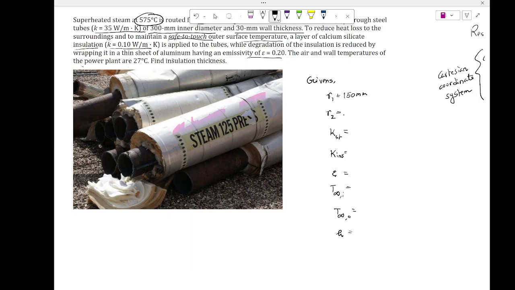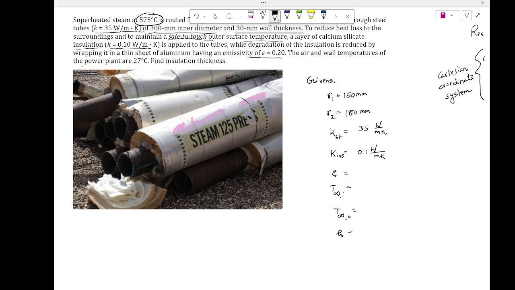Everybody want to take the class note. So if the thickness of the steel pipe is 30 millimeter, what would be the R2? 180, thank you. So you just add this 30 millimeter. And then the steel conductivity is given as 35 watt per meter Kelvin. The insulation conductivity is given as 0.1 watt per meter Kelvin.